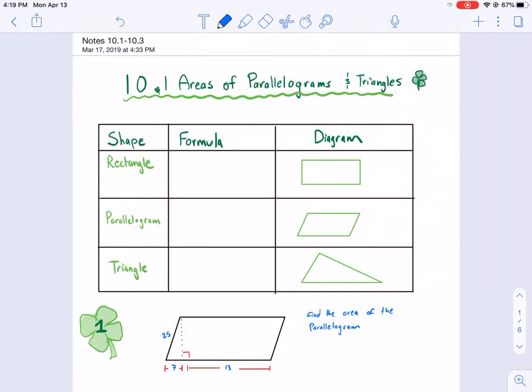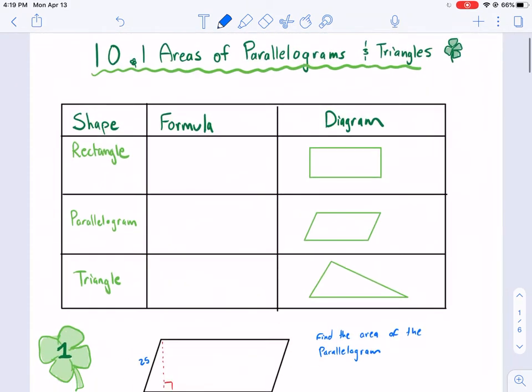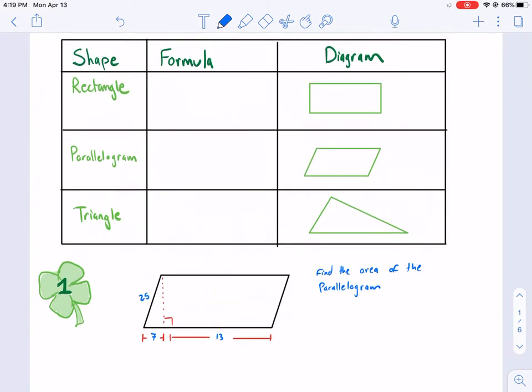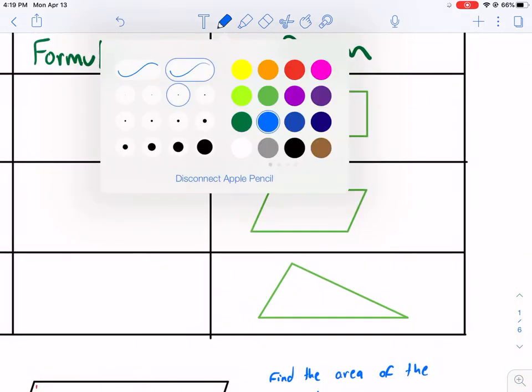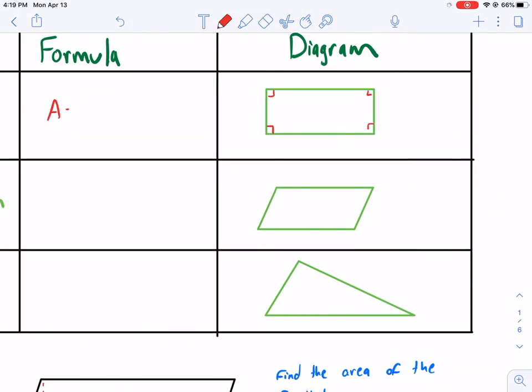Welcome everyone to chapter 10.1, areas of parallelograms and triangles. So in this chapter we're starting area and we're going to start off with some of the fundamentals, beginning with the rectangle. So the rectangle is a shape with all right angles. Okay, and so you've probably seen this formula before for the area, which is length times width.